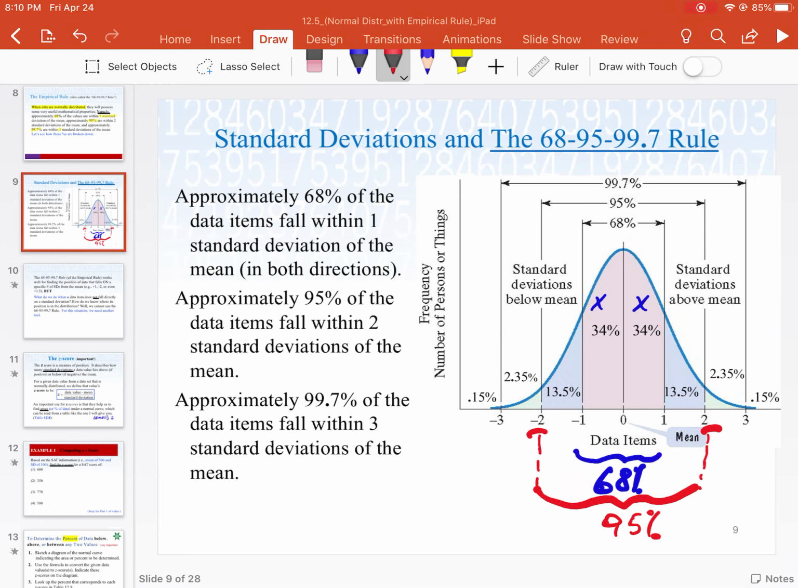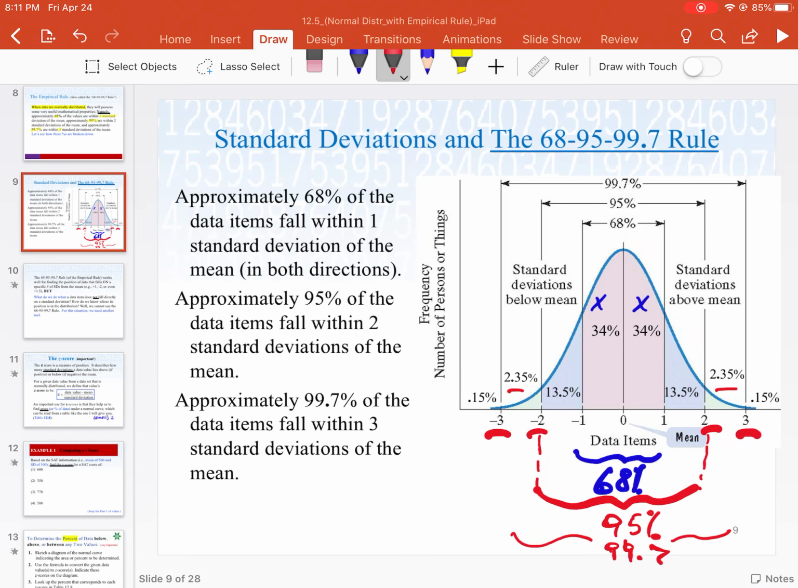And if I go a little bit more, notice I pick up 2.35% and 2.35%, which is what? 4.7. Okay? Add that to 95, and there's your 99.7. I kind of ran out of room down here. 99.7, 3 standard deviations. Normally you don't go much beyond that because you've already got just about everybody.